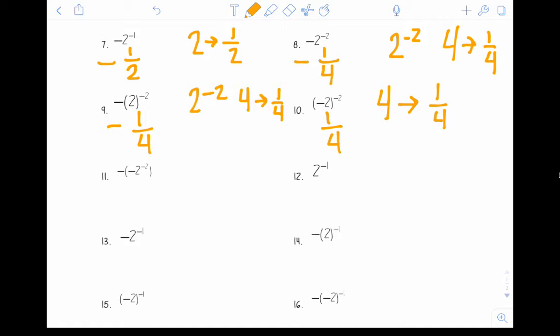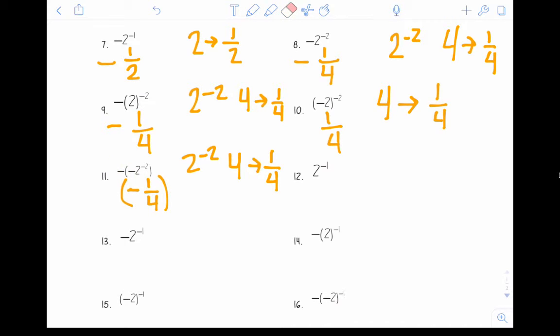Number 11, negative 2 to the negative second. Now notice that this is a mean exponent. This negative directly in front of that 2 is not included. So let's work inside of the parentheses first. Okay, for now let's not worry about this negative way in front. So negative 2 to the negative second, that negative is just hanging out in front because he's not included with the exponent. And so now I have 2 to the negative second. So that's saying, what's the inverse of 2 squared? Well, 2 squared is 4, so the inverse of 4 is 1/4. So inside the parentheses, I have negative 1/4.